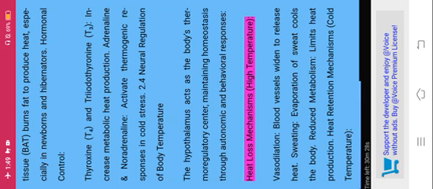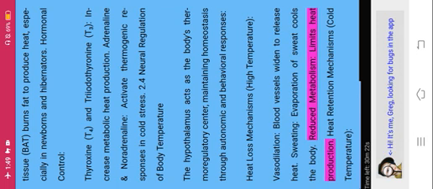Heat loss mechanisms, high temperature. Vasodilation, blood vessels widen to release heat. Sweating, evaporation of sweat cools the body. Reduced metabolism, limits heat production.